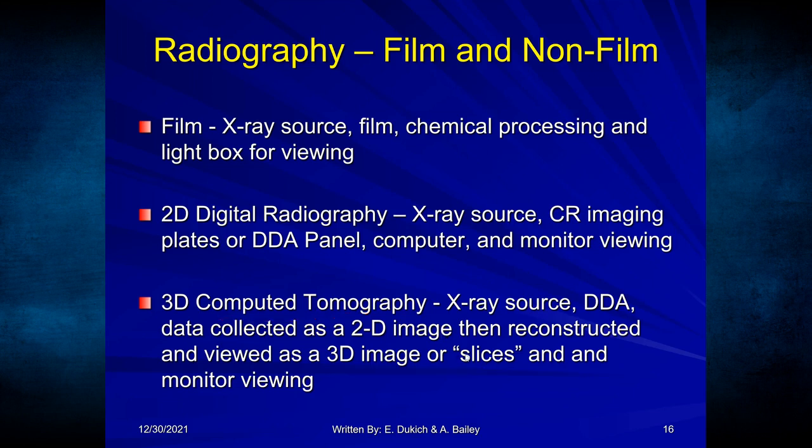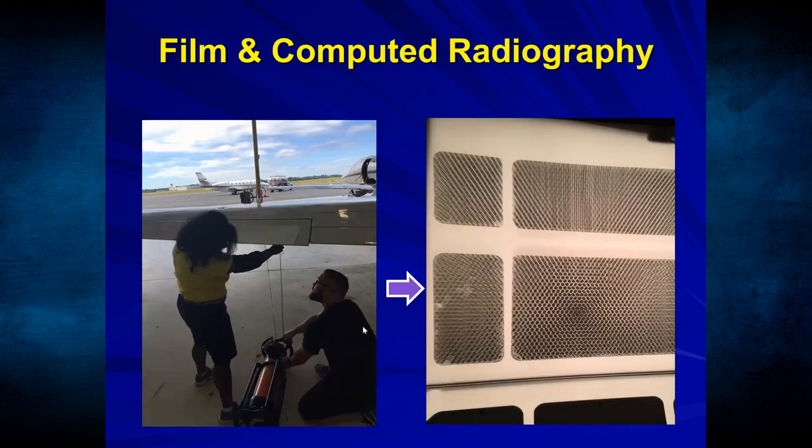You can see a 3D image of the component. So this slide right here is me, here on the left, using X-ray film to inspect an aileron. This is on an aircraft in New Jersey. And here's my X-ray machine right here, this orange tube.